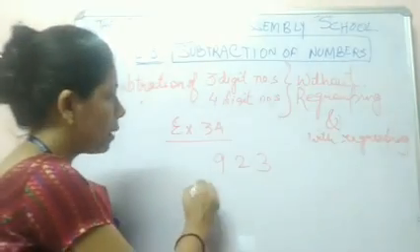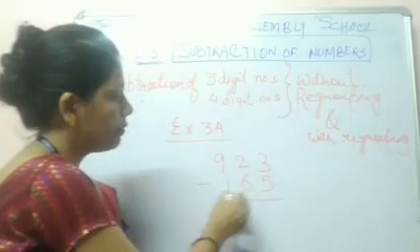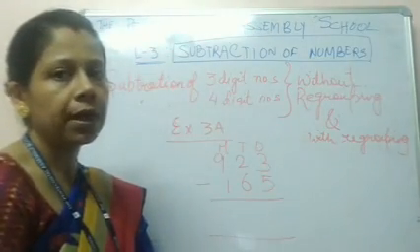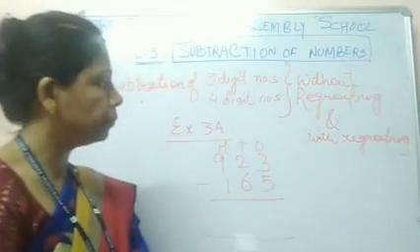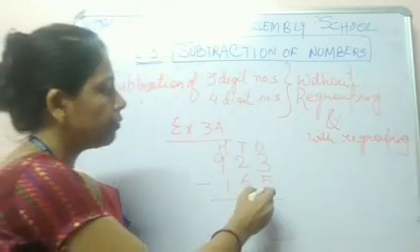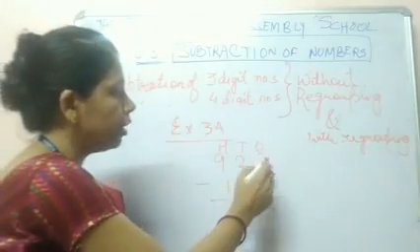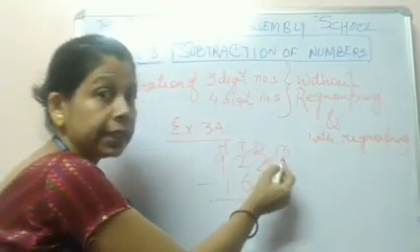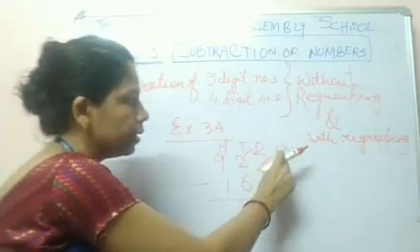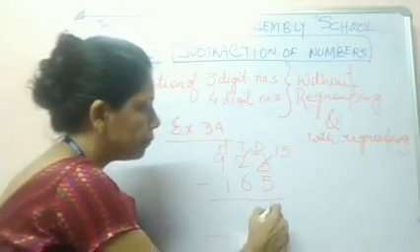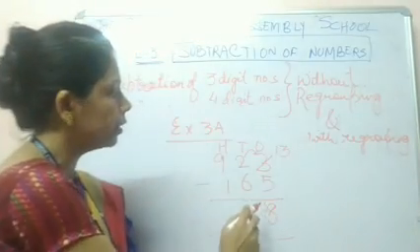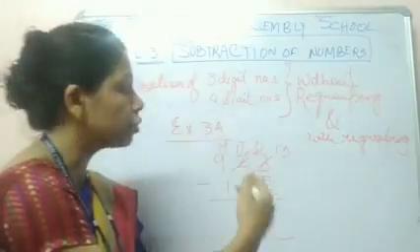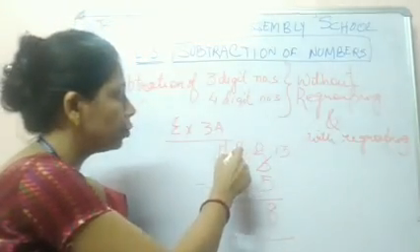923 minus 165. Do this, students, on your own and write the answer. Okay. I hope you will be able to do it. 5 cannot get subtracted from 3, so it will borrow from 2. So this 3 will become 13 because it is giving 1 ten. So 3 plus 10 is 13. 13 minus 5 is 8. And this 2 will get reduced to 1 because it has already given 1 ten. So this will be reduced to 1.